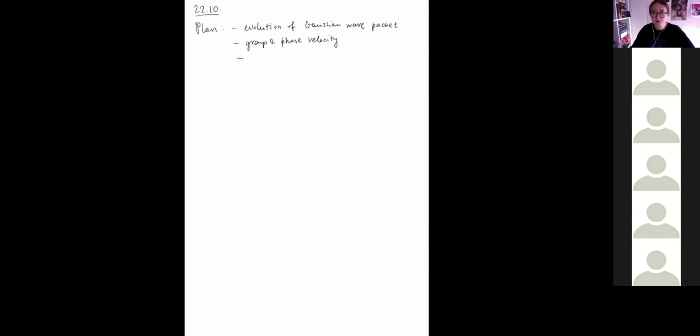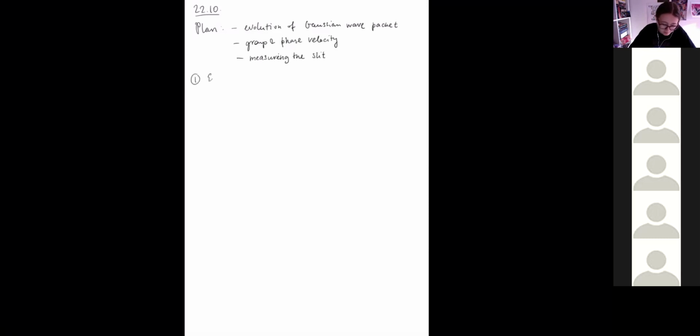And finally, we'll be looking at the topic that you already had in the lecture, which concerns the double slit experiment, and we'll be looking at how we can measure in the double slit experiment, so find out which slit the electron or the particle went through in the experiment. Okay, so let us start.